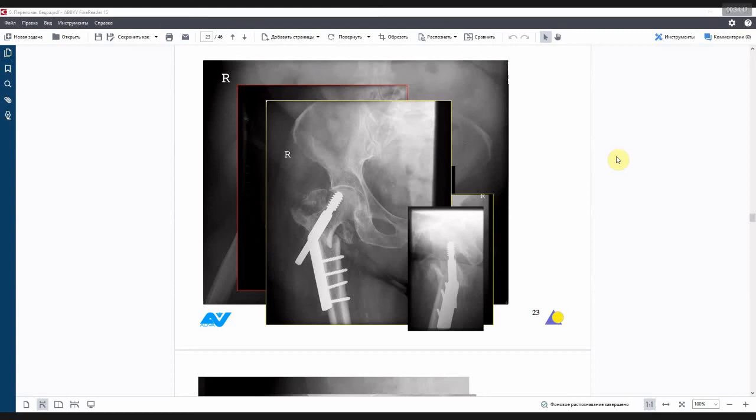Clavicular fracture. The usual injury mechanism is a fall on an outstretched arm or a direct blow. About 80% involve the middle third of the bone, and the arm is immobilized with a sling.